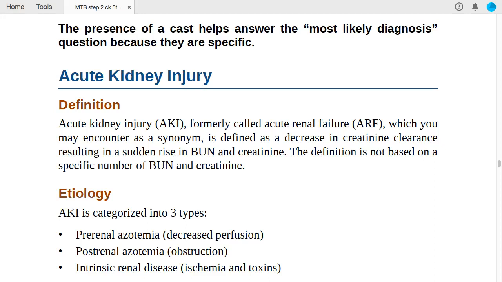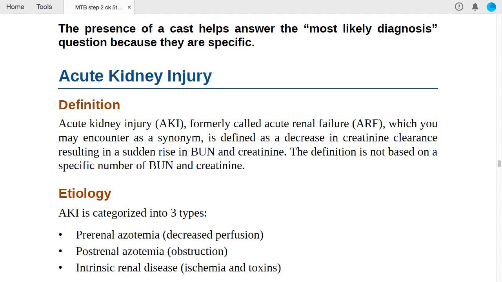If there is any obstruction throughout the kidney or this renal system, we can say this is post-renal azotemia. And if there is intrinsic renal disease, that is only inside the kidney, if there is pathology, that may be because of ischemia, that may be because of toxins, we can say this is intrinsic renal disease. So before kidney, after kidney, and inside the kidney. So it's pre-renal, post-renal, and intrinsic.